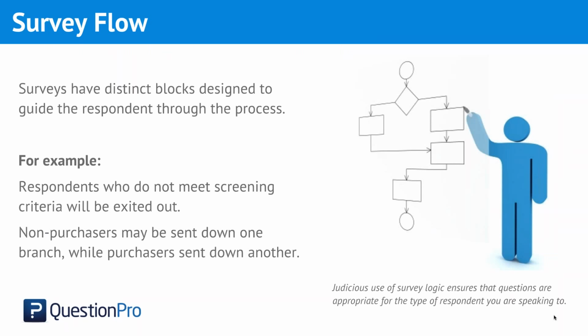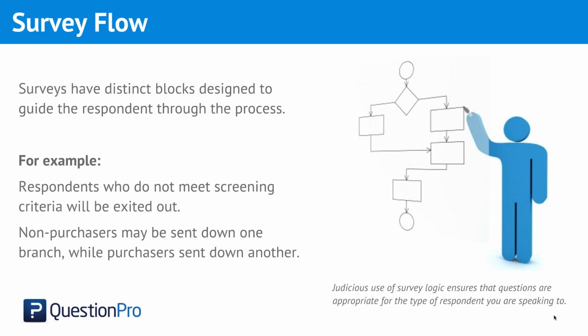Let me talk a little bit now about survey flow. And what do we mean by survey flow here? Surveys themselves have distinct blocks, and the purpose of those blocks is they're designed to guide the respondent through the process. For example, respondents who do not meet screening criteria, in other words, they're not who we want to talk to, will be exited out. Non-purchasers, for example, may be sent down one branch, if you will, while purchasers are sent down another.